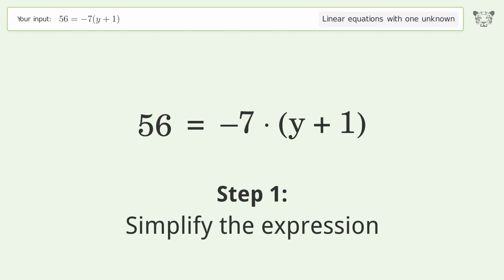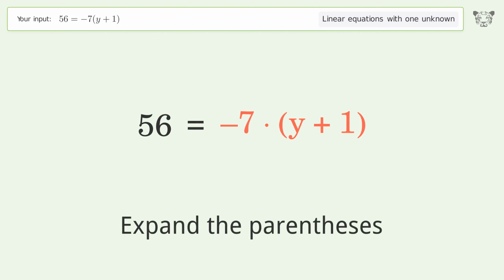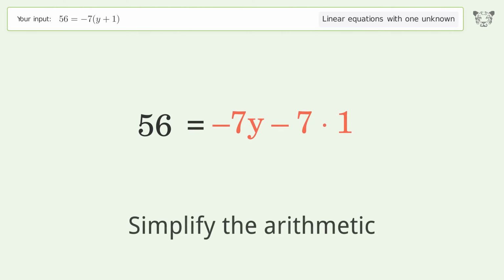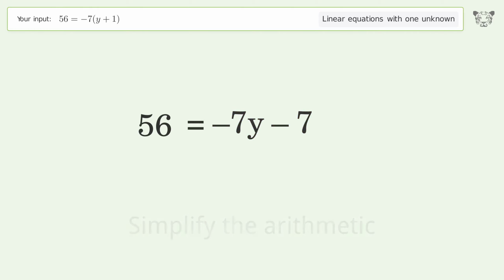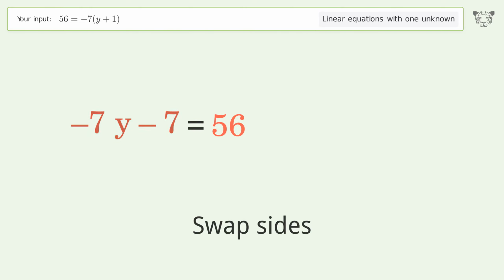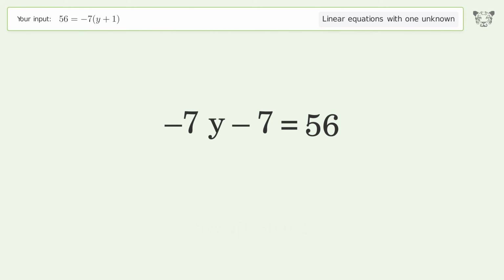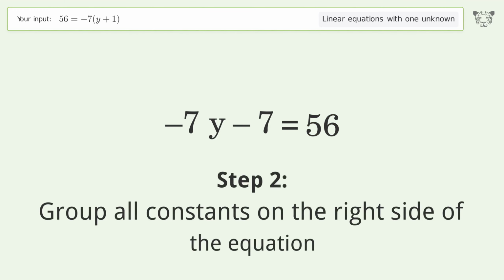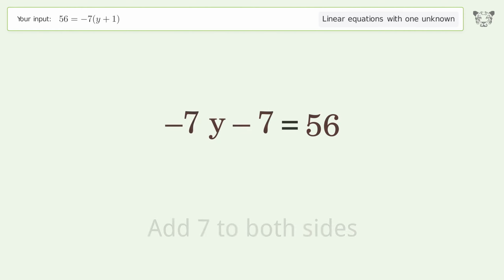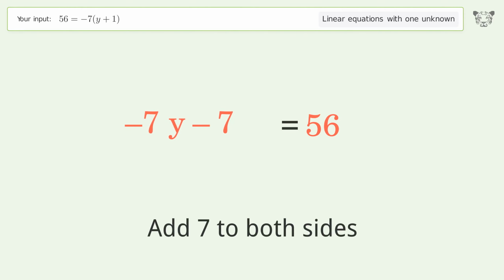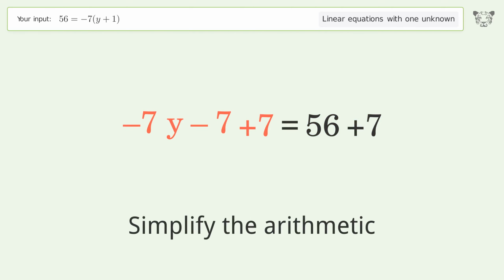Simplify the expression. Expand the parentheses. Simplify the arithmetic. Swap sides. Group all constants on the right side of the equation. Add 7 to both sides. Simplify the arithmetic.